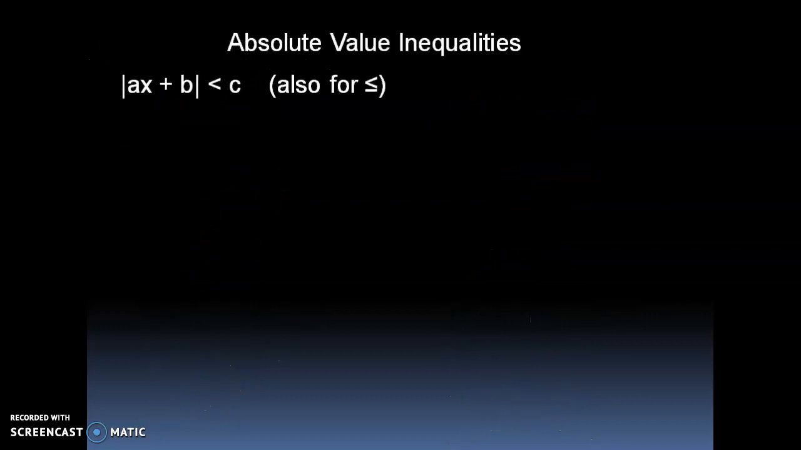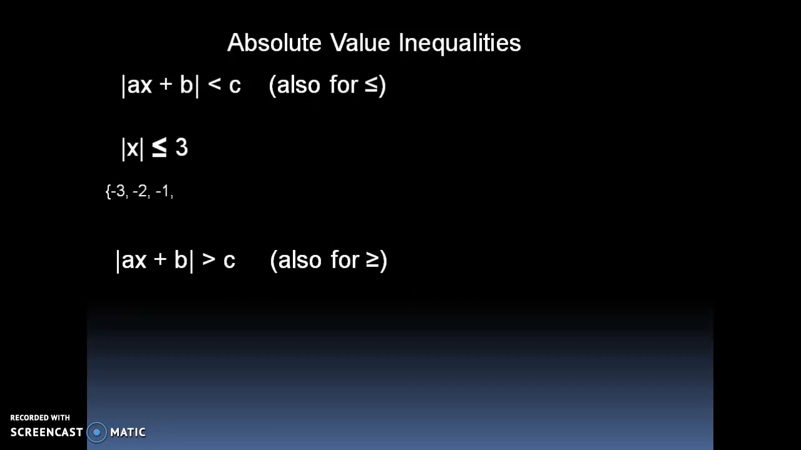Next we come to absolute value inequalities. So I could have the absolute value of ax plus b is less than or equal to c. I could also have that it's greater than or equal to c. Let's take a look at what this means with a number. If I have the absolute value of x is less than 3, when I take the absolute value of a number, it's got to be less than 3. So it's got to be negative 3, negative 2, negative 1, 0, 1, 2, or 3. If I take the absolute value of negative 4, that would be 4, and that's not less than 3.